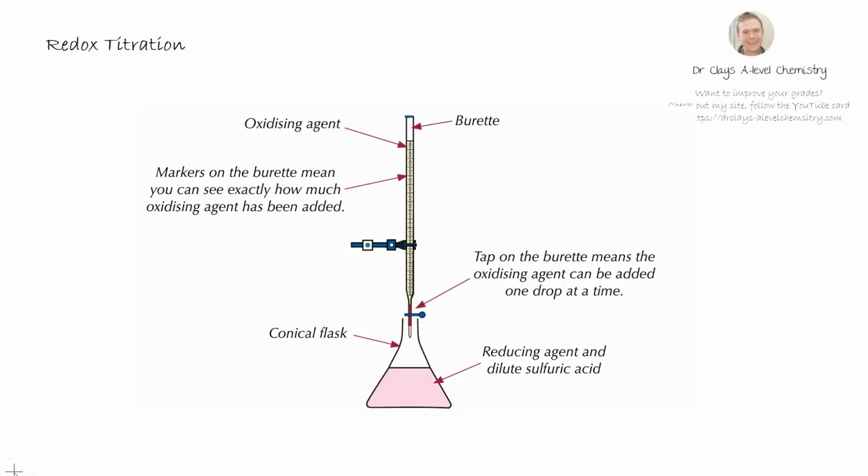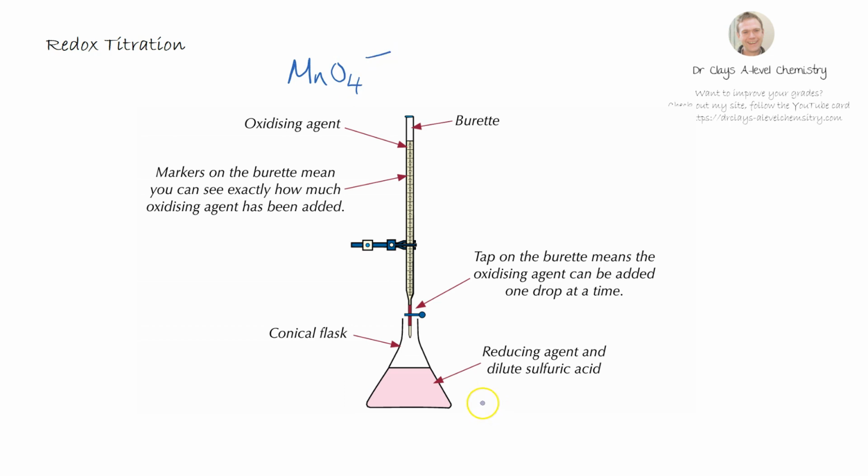So here we've got a quick setup of how you might expect to see this experiment done. Here we've got the burette in which we have an oxidizing agent. The oxidizing agent is the thing that will oxidize other things, in other words will be reduced itself, and we'll be looking at this in just a moment. The oxidizing agent which we'll be talking about is MnO4-.